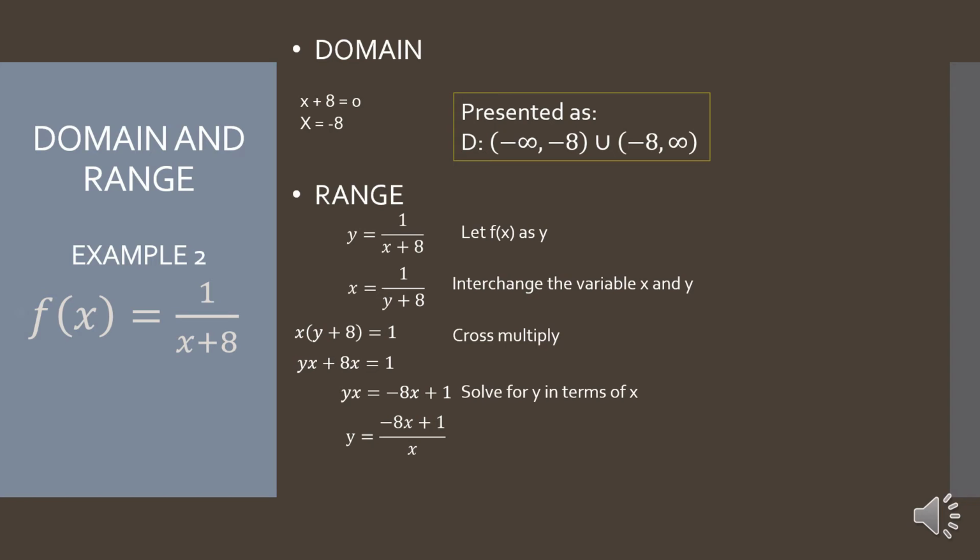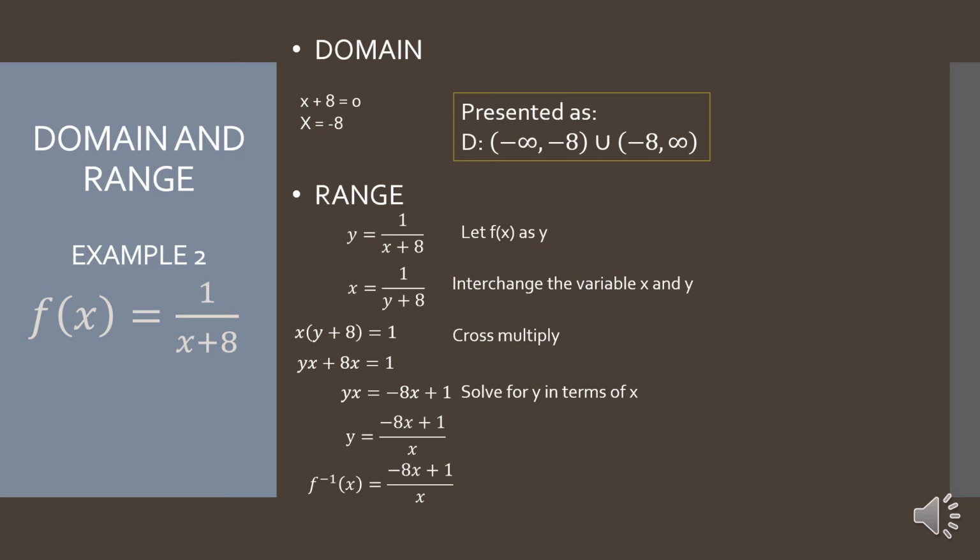Then solve for y in terms of x, so yx is equal to negative 8x plus 1. Then divide both sides by x, so y is equal to negative 8x plus 1 over x. So the inverse of the function is equal to negative 8x plus 1 over x.